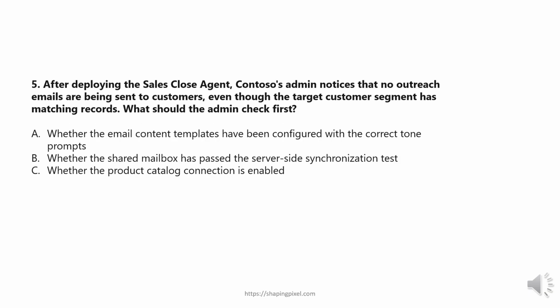5. After deploying the Sales Close Agent, Contoso's admin notices that no outreach emails are being sent to customers, even though the target customer segment has matching records. What should the admin check first? Whether the email content templates have been configured with the correct tone prompts, whether the shared mailbox has passed the server-side synchronization test, whether the product catalog connection is enabled. Correct answer is option B.